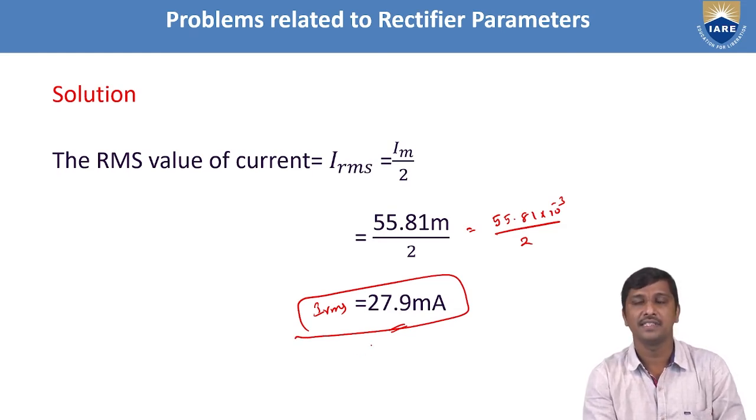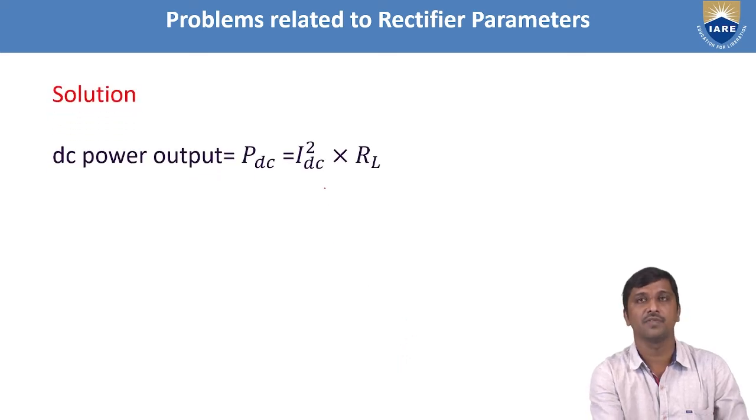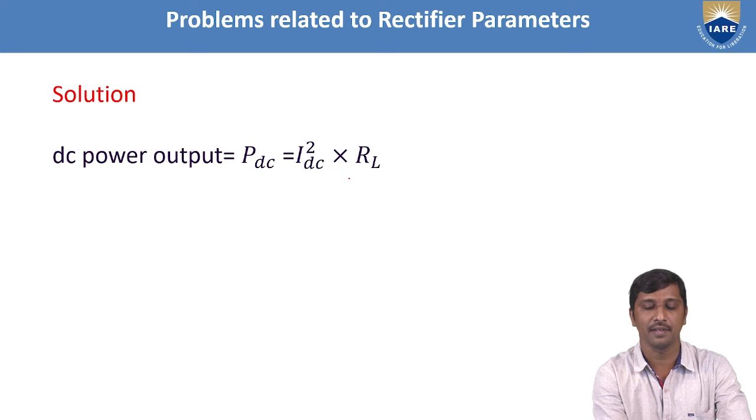So apart from all these three currents, now we are going to calculate the DC power output. Generally in a half-wave rectifier, the DC power is represented as I squared DC into RL.